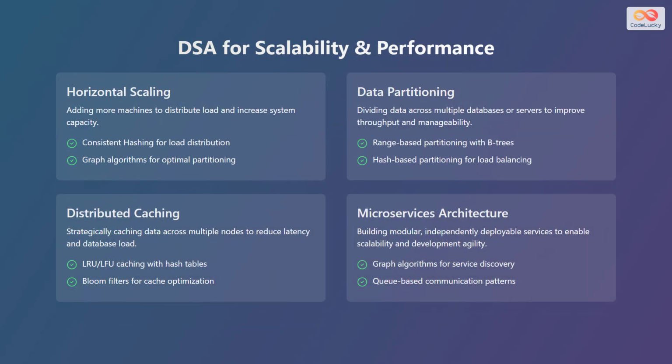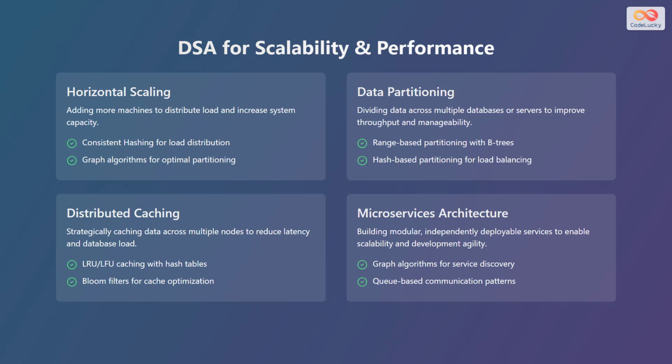Now let's talk about how you can use data structures and algorithms for scalability and performance. Horizontal scaling helps to add more machines to distribute load and increase system capacity. Consistent hashing helps in load distribution. Graph algorithms help for optimal partitioning. Distributed caching strategy is used to cache data across multiple nodes to reduce latency and database load. LRU and LFU caching with hash tables help in this. Bloom filters help for cache optimization.